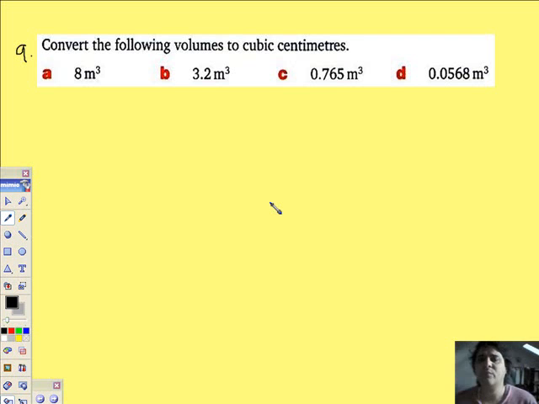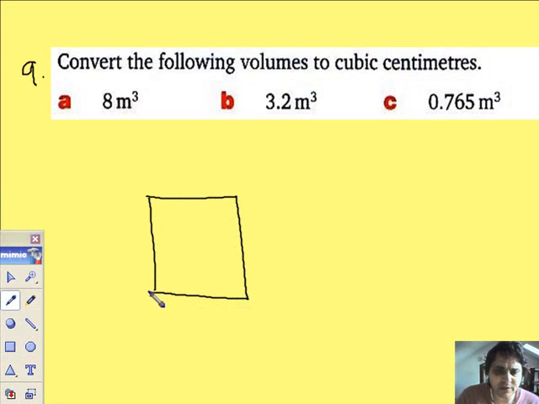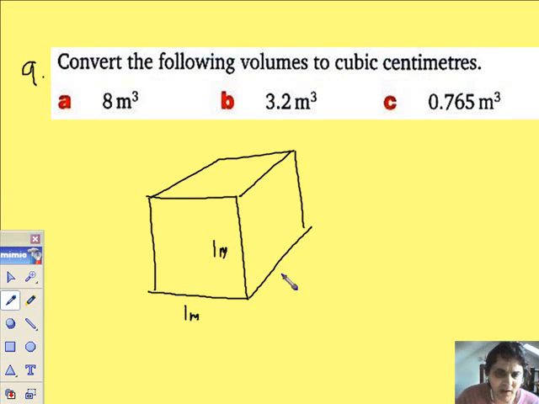Carry on with 11.1. This is question 9. I've got to convert the following volumes into centimetre cubes. Right, so imagine, what is a metre cube first of all? This is going to be fascinating. Well, that's me trying to draw a cube that goes a metre across, 1 metre high, and 1 metre going into the screen, as we can see. So basically I've got 1 times 1 times 1 equals 1 metre cubed.